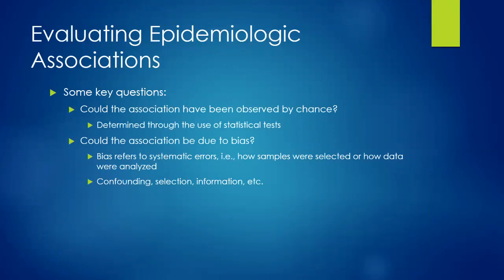So when you see an association in an epidemiologic study, some things you should ask yourself are, could this association have been observed by chance? So this is where we look at things like p-values from statistical tests. Could the association be due to bias? And this is those systematic errors in how we conducted the study or how we analyzed the data. So some of the big ones are confounding bias, selection bias, information bias, including recall bias.